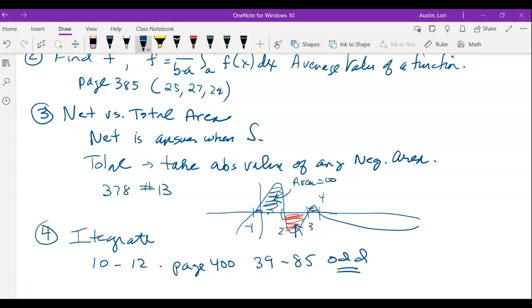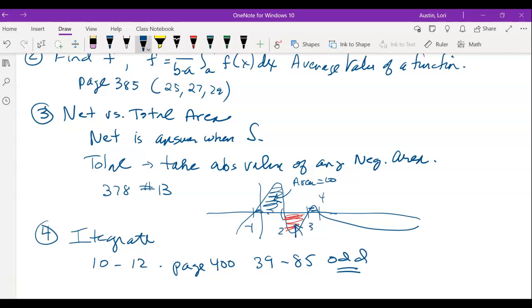Page 400 in our textbook. There will be problems. You will have to use sub. I can guarantee you can't integrate it without sub. It goes through the whole problem.